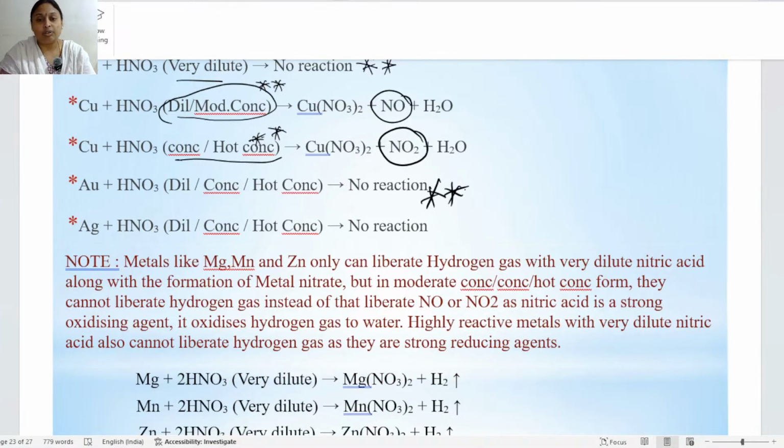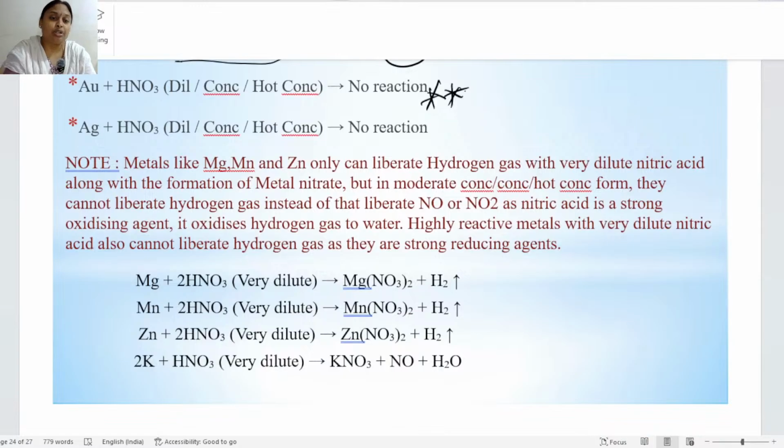So here, earlier I said no, whatever I said. Magnesium, manganese, zinc are going to produce hydrogen. Why? Because they are strong reducing agents. These metals are strong reducing agents. And when it comes to the other metals, they are liberating nitrous oxide and nitrogen dioxide. Why? Because nitric acid is a strong oxidizing agent. For all the metals, nitric acid is a strong oxidizing agent. Because of that reason, instead of hydrogen, we are getting nitrous oxide and nitrogen dioxide.